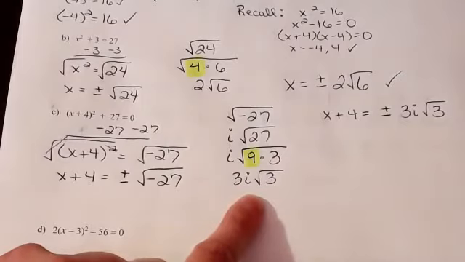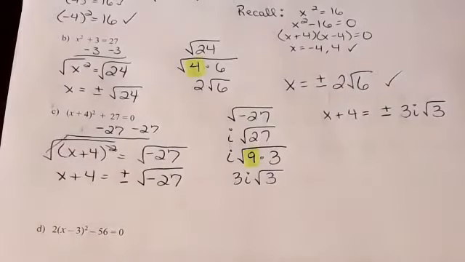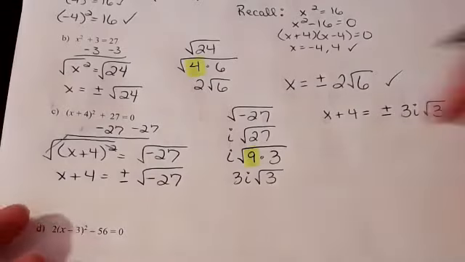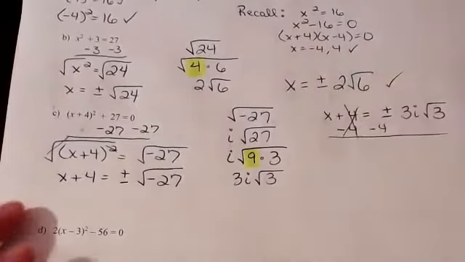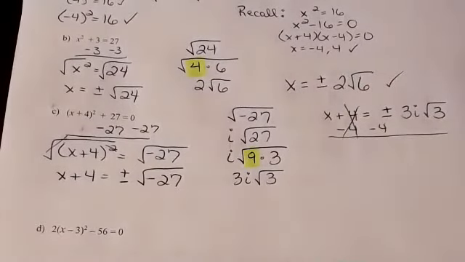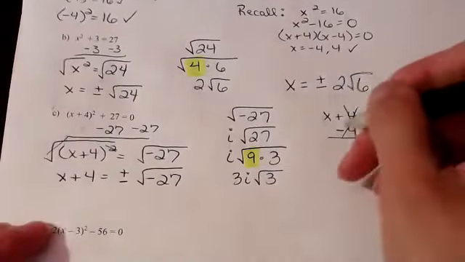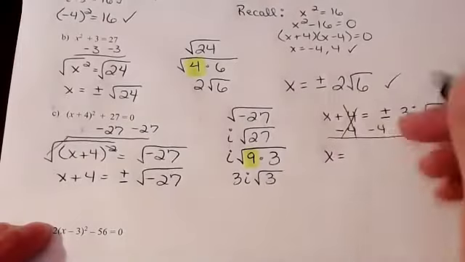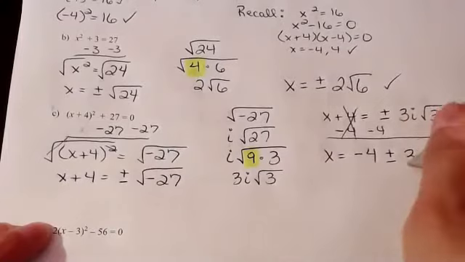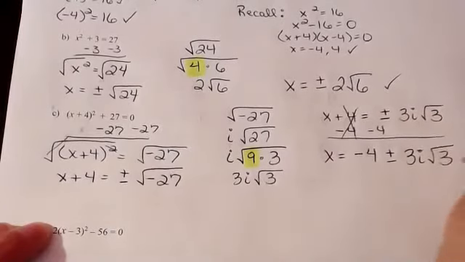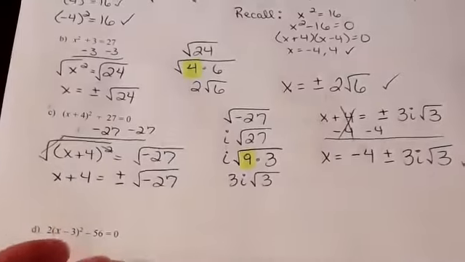The only thing we have left to do is to get x by itself. To get x alone, we are going to subtract 4. When you subtract 4, please place this in front of your plus and minus. So your answer is going to be written x is equal to negative 4 plus or minus 3i square roots of 3. And those are your solutions.